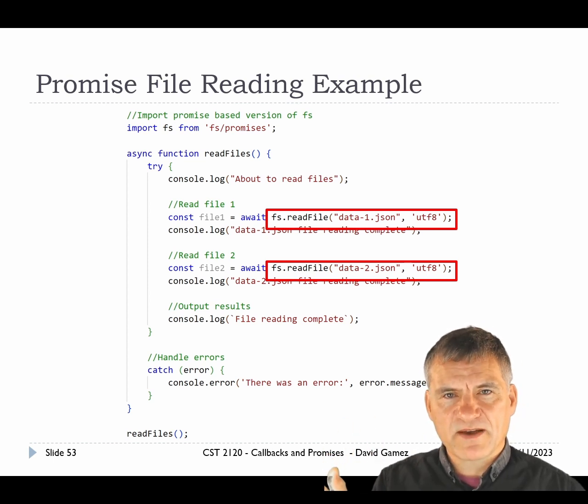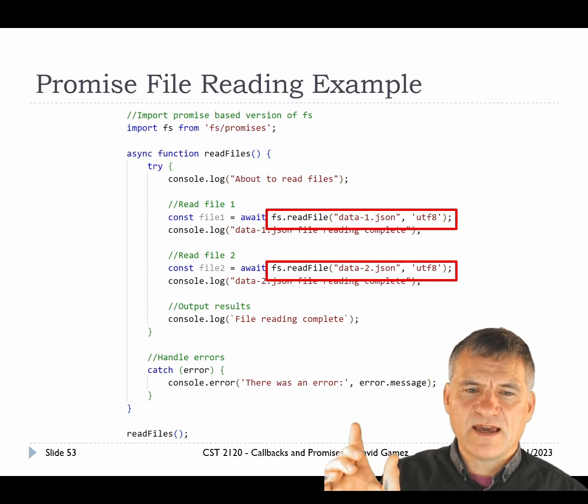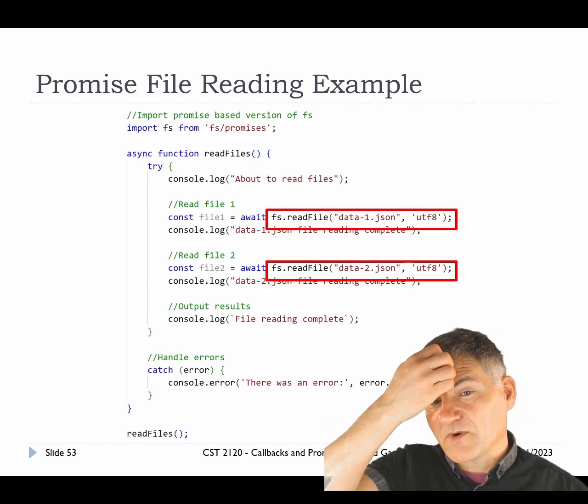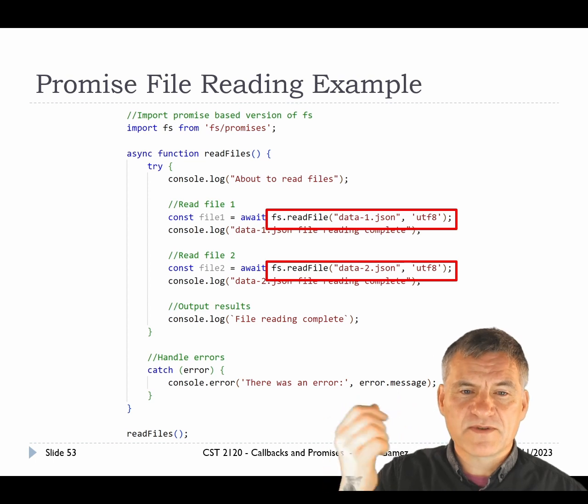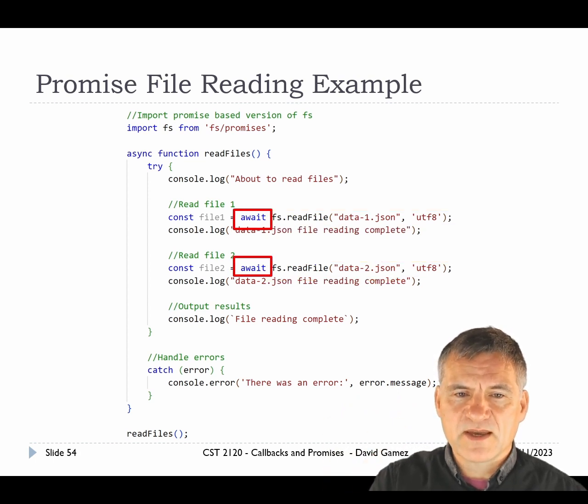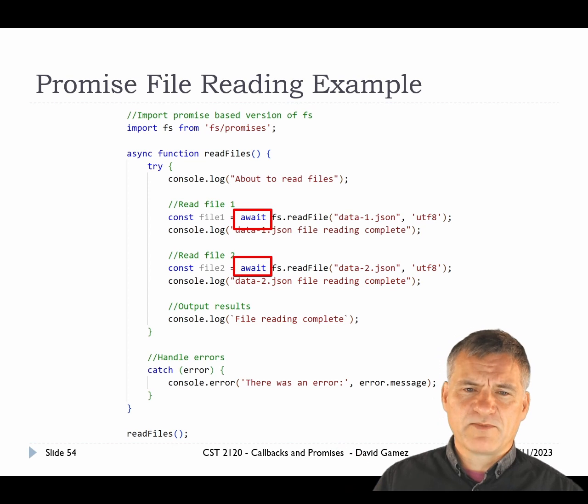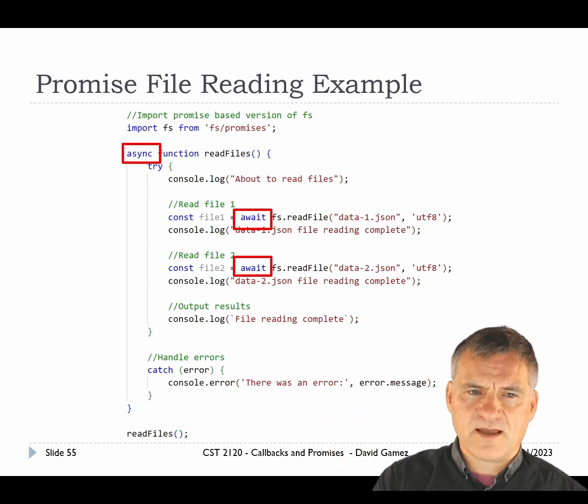So here's the operation that I'm doing. Previously, I had to pass in a callback function to the read file operation. Here, I'm just calling it. And this will be an async function, which will return a promise. And to execute that promise, I have to call await. And when the promise is executed, it will return.